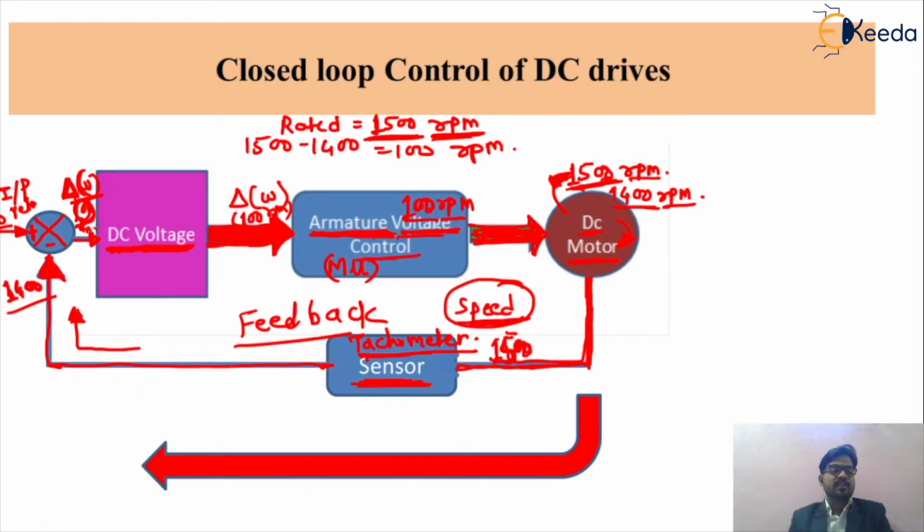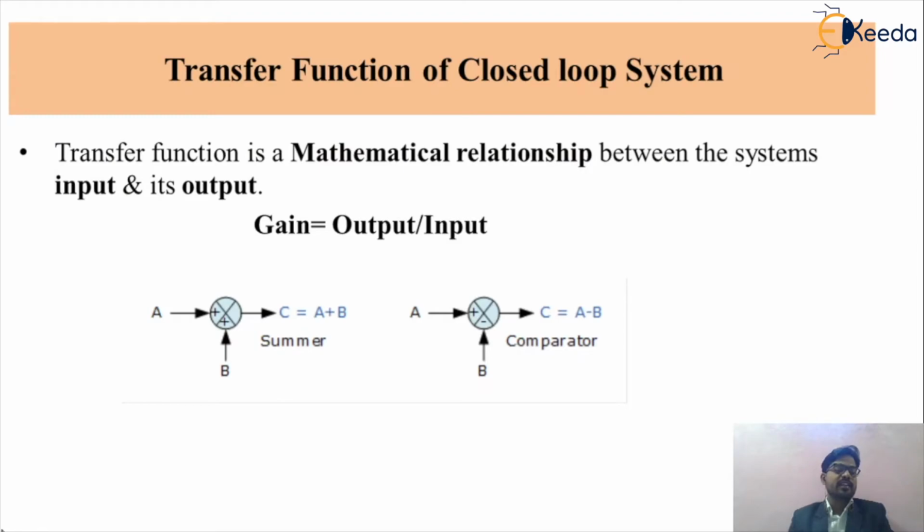So friends, let's formulate the transfer function of your closed loop control system. What do we mean by the transfer function? The transfer function is a mathematical relationship between the system's input and output. So what do we mean by the transfer function? Transfer function is called a mathematical relationship. But mathematical relationship between what?